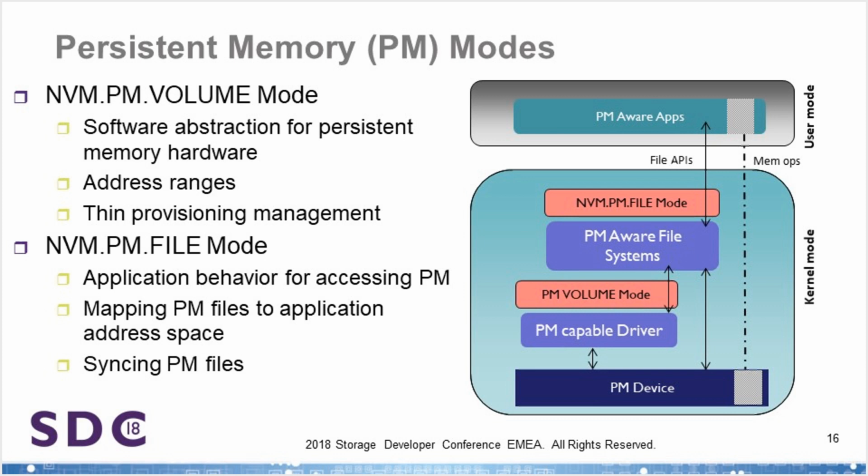File mode is application behavior for mapping PM files to the application address. So you open a file with the open, and then you map the file to some persistent memory, and that is handled by the file system, the allocation, deallocation, and so forth of that memory for that file. And then syncing becomes an issue, and we'll talk more about that.